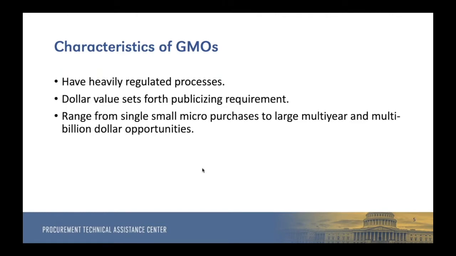The second part is that the dollar value of the GMO sets forth the publicizing requirement. Essentially, smaller dollar amount contracts or loans have different requirements where they can be publicized by the federal agencies, as compared to a higher dollar contract, which has to be publicized in a certain way. We'll look at the differences in those and the specific dollar amounts that define where you'll find each of those opportunities. GMOs can range from single small micro purchases to large multi-year and multi-billion-dollar opportunities.